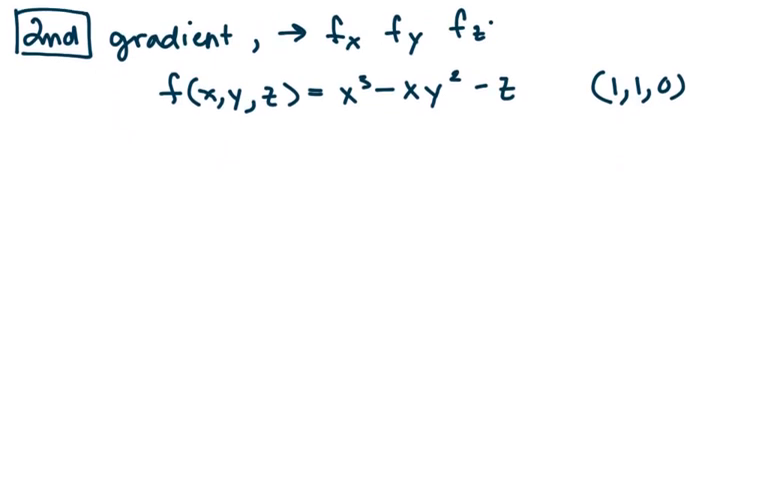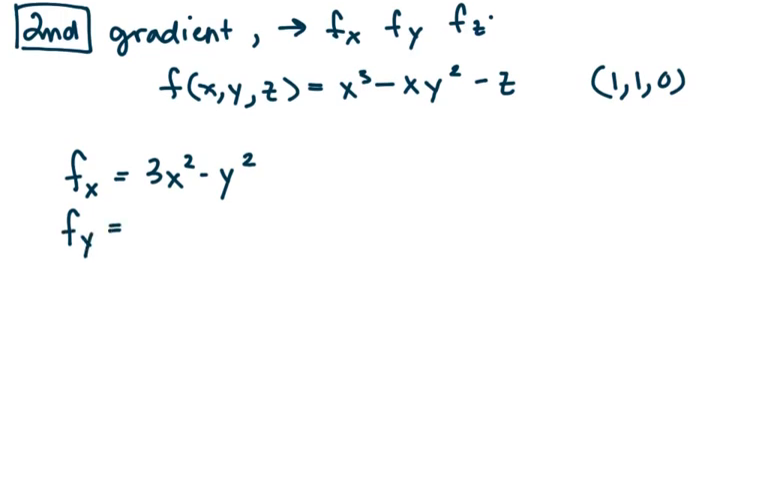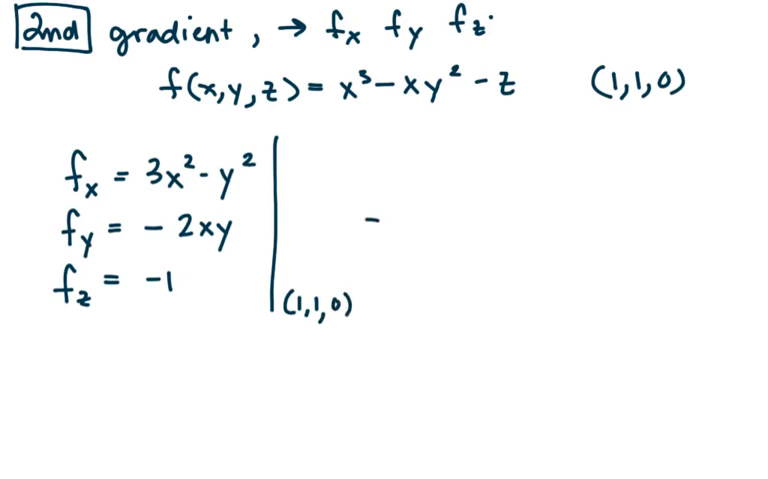So my partial with respect to x is 3x squared minus y squared. My partial with respect to y is, we've got negative 2y for the derivative of y, so negative 2xy since x is constant. Partial with respect to z is just going to be negative 1. I need to take all of these and evaluate them at that point, (1, 1, 0).